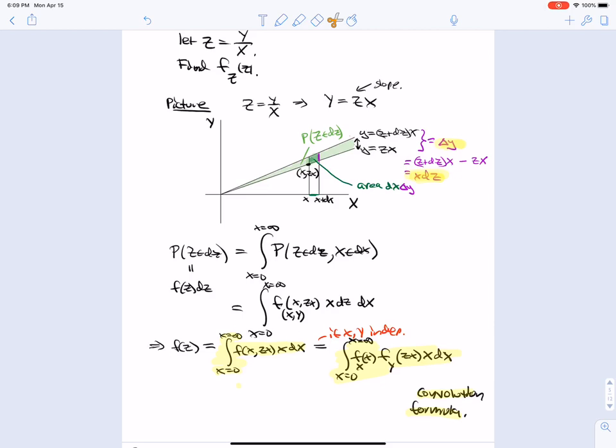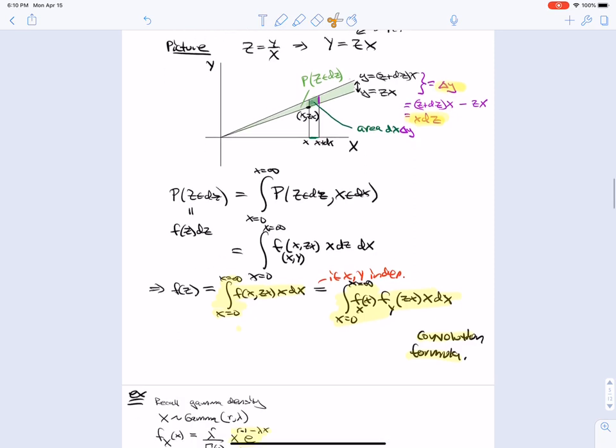So the probability that Z is in dz and X is in dx can be found as the volume under the joint density above this darker green region here, which is approximately the height of the joint density at x, zx, times the area of that dark region, which is dx times delta y, where delta y is x dz as described here.